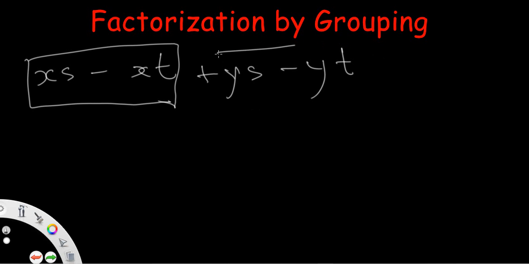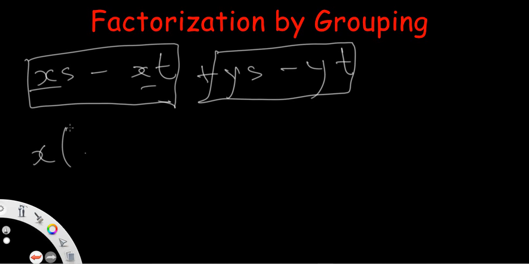So here's the first group. Here is the second group. That's not a good box. Okay, so in the first group, I see X is common. So I take X outside the bracket. Now, here is something different. I have to take X outside the bracket, and then the different thing is going.